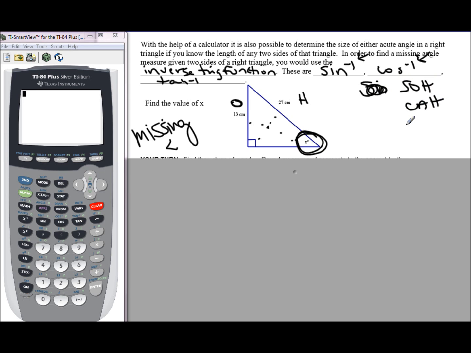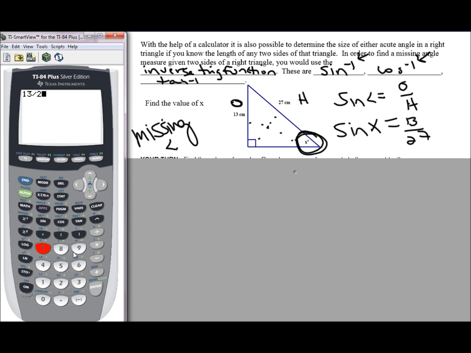Okay? So once again, if you're looking for the missing angle of a right triangle, you definitely want to use this as your reference angle. And you want to label the sides that you have in reference to that angle. We have the opposite side to x, which is 13. And we have the hypotenuse to x, which is 27. So once again, which function, I just gave it away, uses an O and an H in it, and it's the sine function.